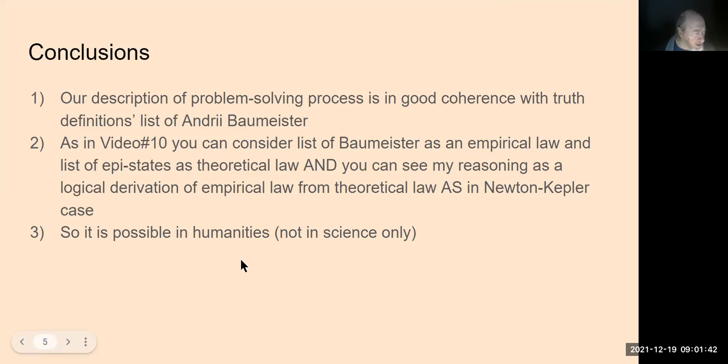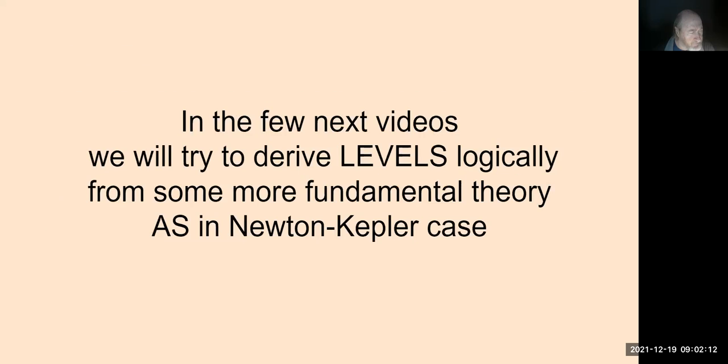Conclusions. Our description of the problem-solving process is in good coherence with the truth definitions list of Andrei Baumeister. As in video number 10, you can consider the list of Baumeister as an empirical law and the list of epi-states as a theoretical law, and you can see my reasoning as a logical derivation of the empirical law from the theoretical law, as in the Newton-Kepler case. This logical derivation is possible in humanities, not in science only.